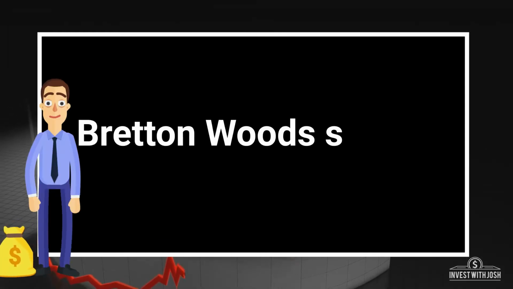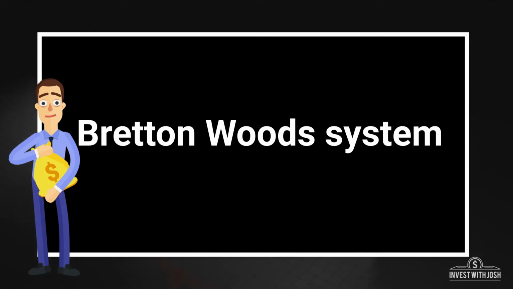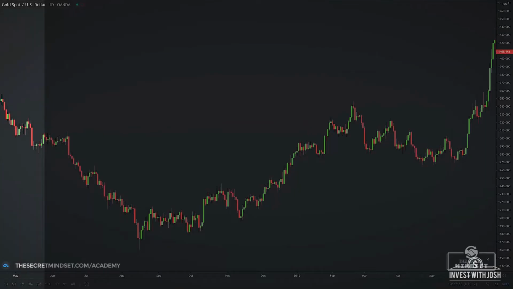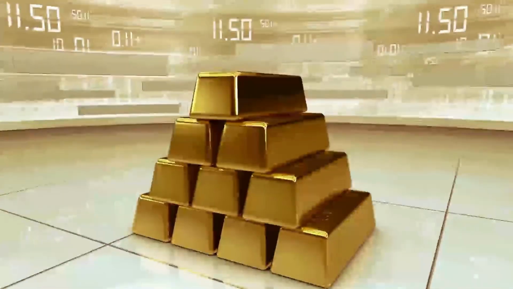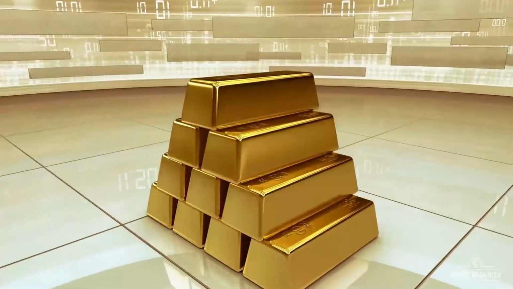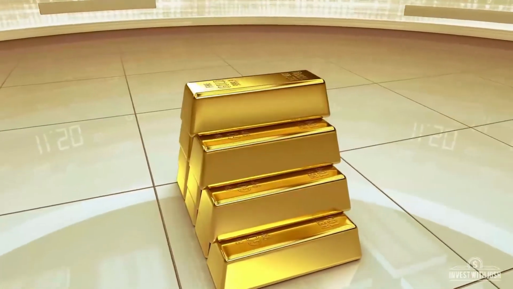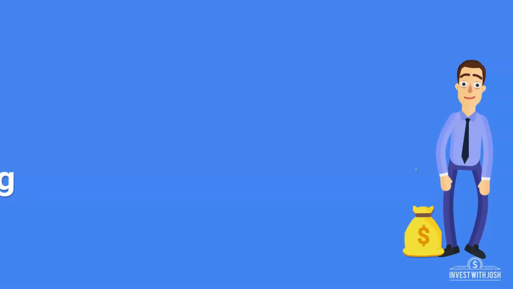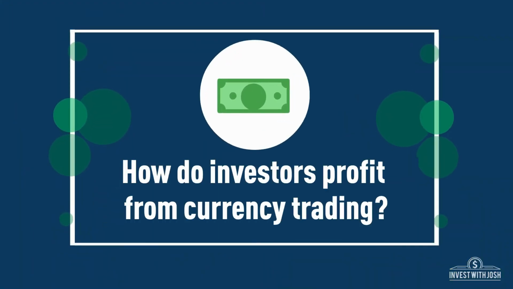The forex system did not have a floating exchange rate until the collapse of the Bretton Woods system in 1971. Initially, this floating exchange rate only occurred between major countries and enterprises. Now, because of the development of technology and technological progress, everyone can enter the forex market and obtain income through currency transactions. So, how do investors profit from currency trading?